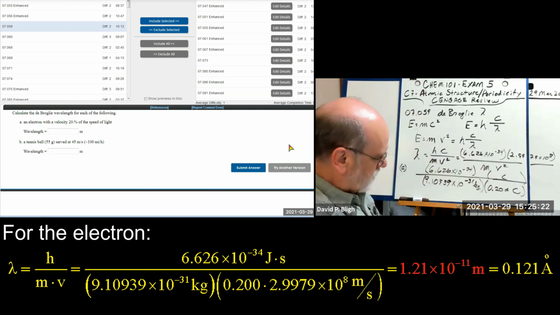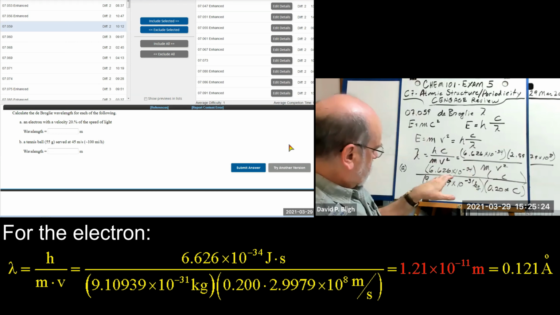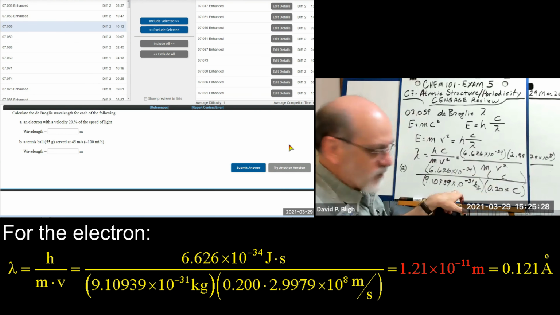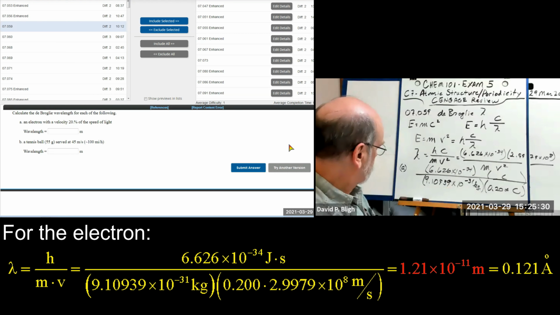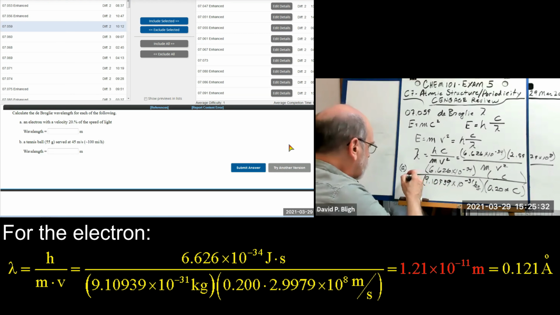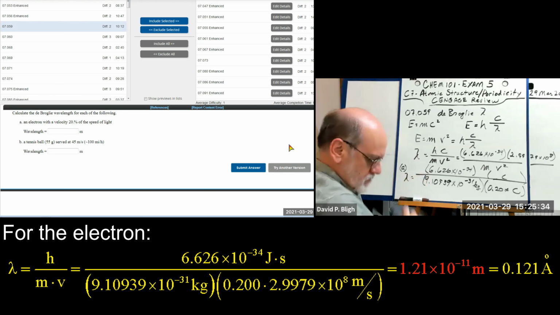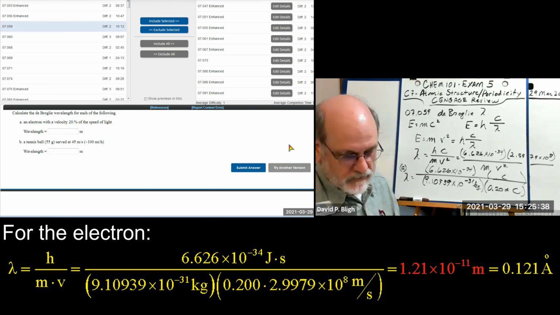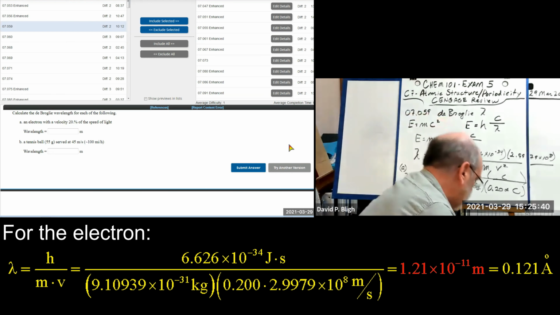Okay. So that's the right units, kilograms. Now, what's the wavelength? Well, they're asking for the wavelength in meters, which is good, because that's exactly what we're going to get.